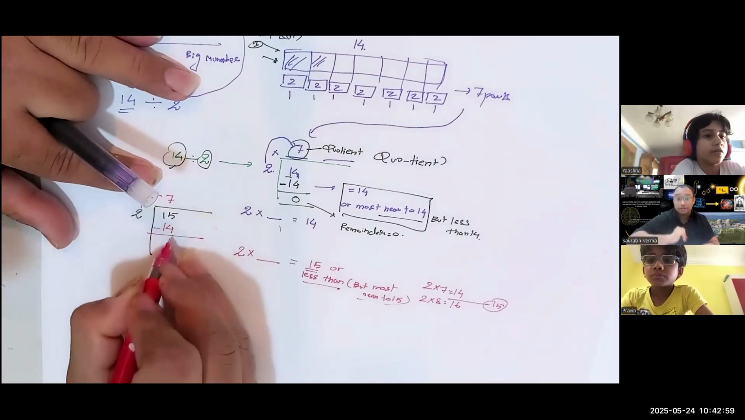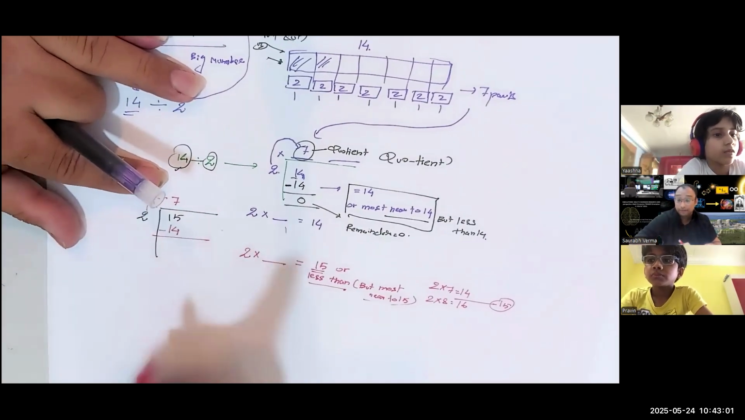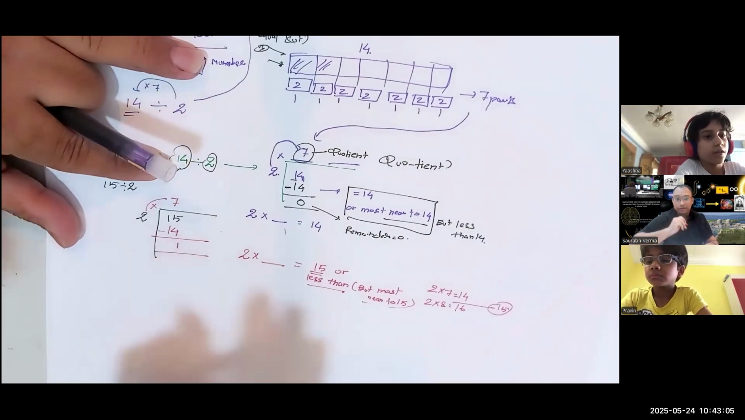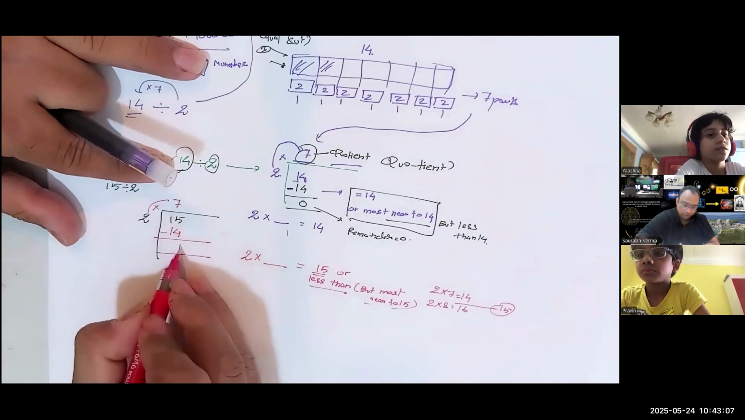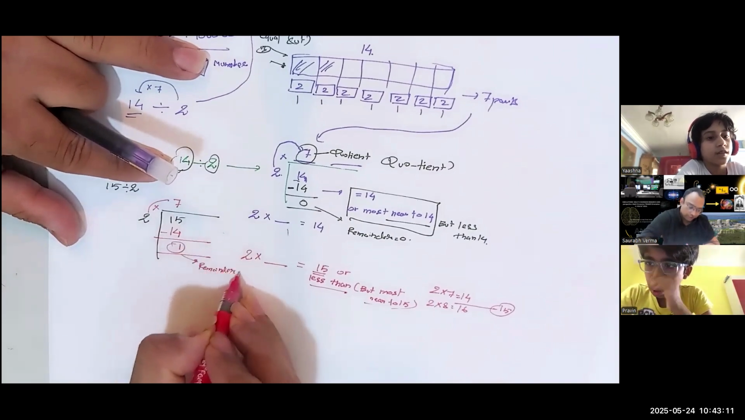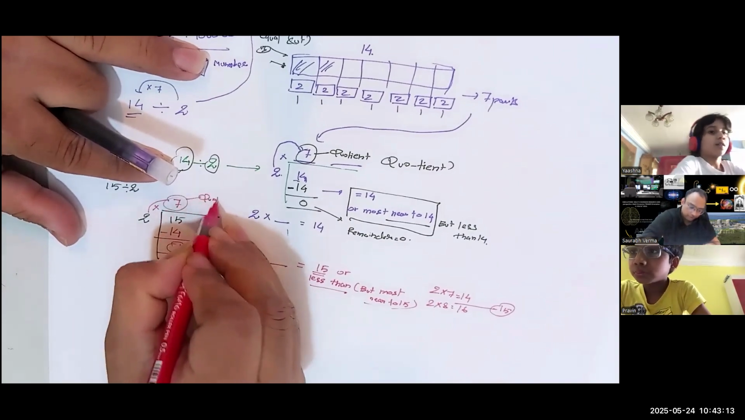Now we have to subtract. What are we getting? 1. That's all. What is the meaning? 1 is your remainder, and this is called the quotient. Now I will explain to you what this is.